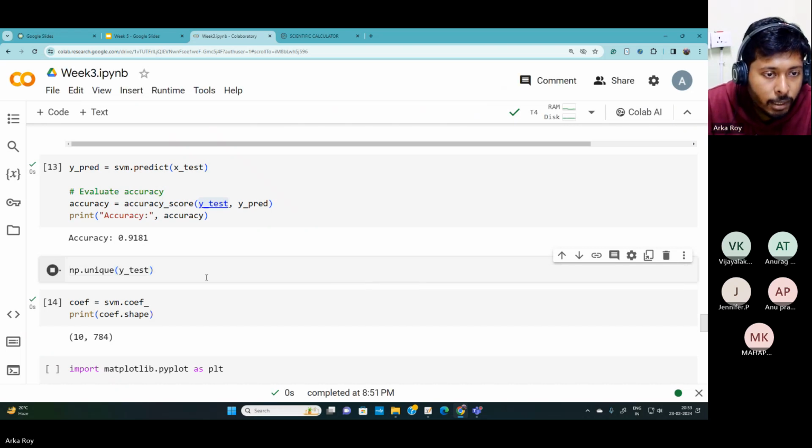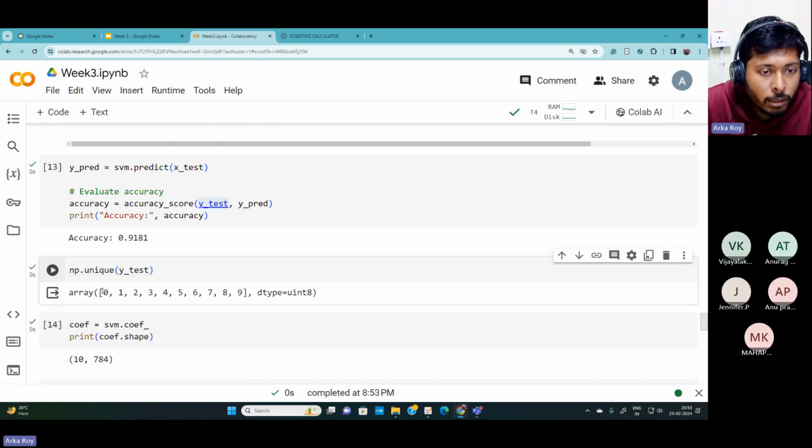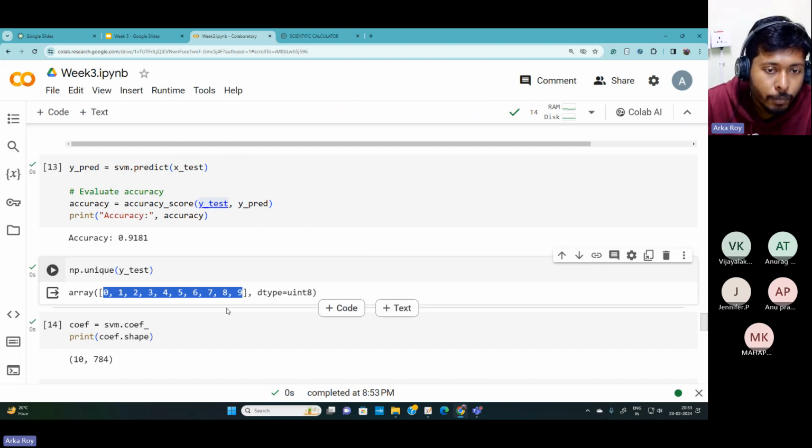So, np.unique. You can see that these are the labels 0, 1, 2, 3, 4, 5, 6, 7, 8, 9. That means we have a total of 10 types of images in the data set.